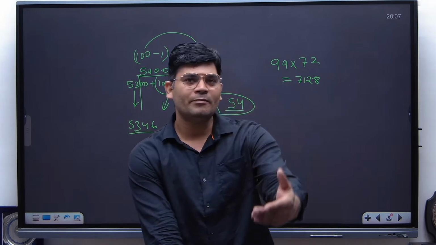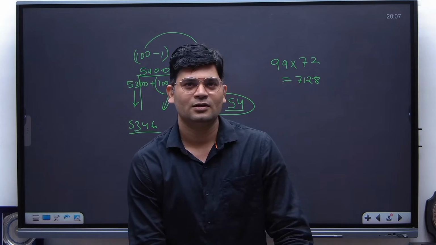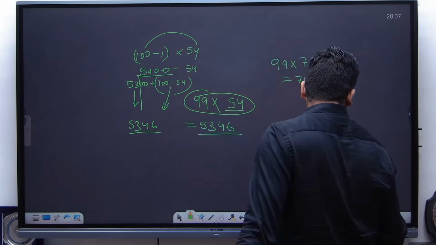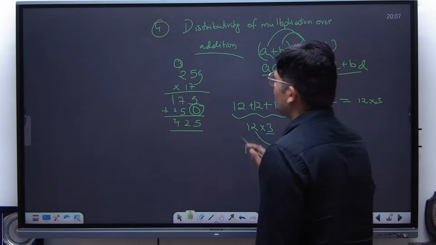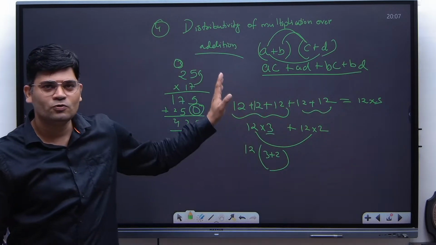A number can be written in the form of addition and subtraction as well. Subtraction is nothing but addition of the additive inverse. We will come to additive inverse, don't worry. So right now, have you understood this property as well? Distributivity, and you understood what the use of this property is?